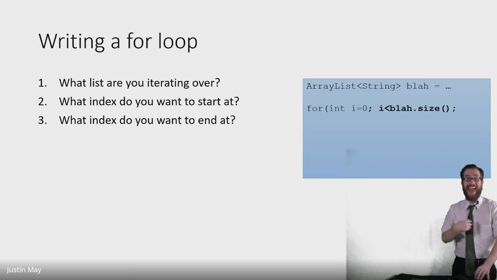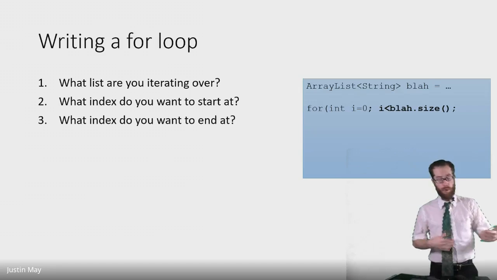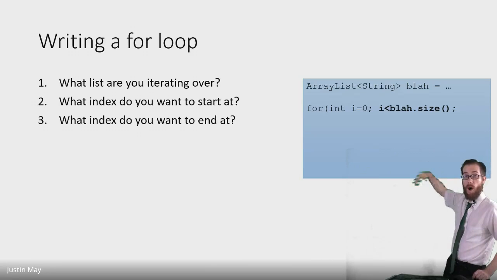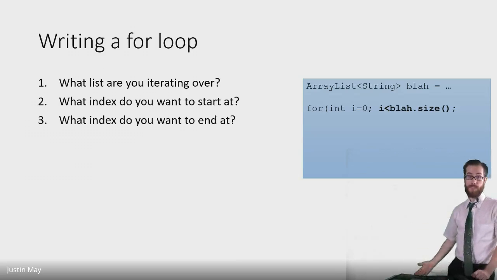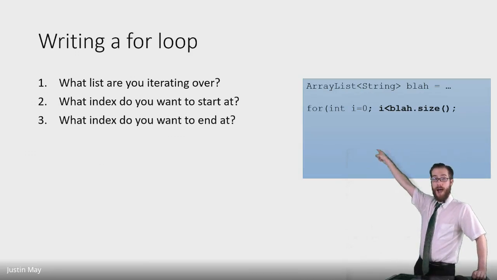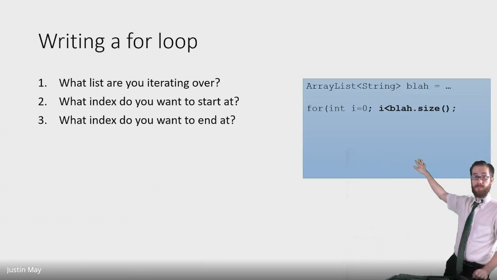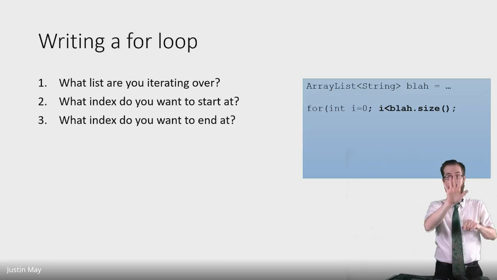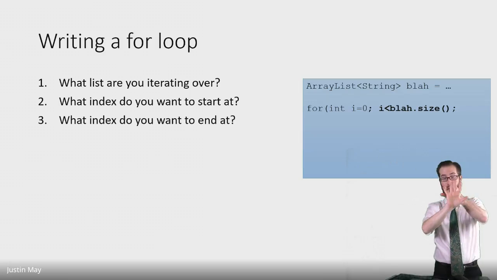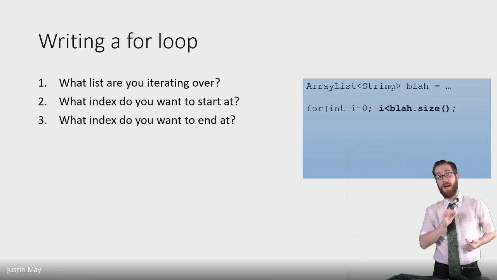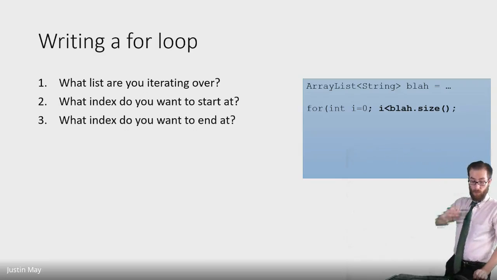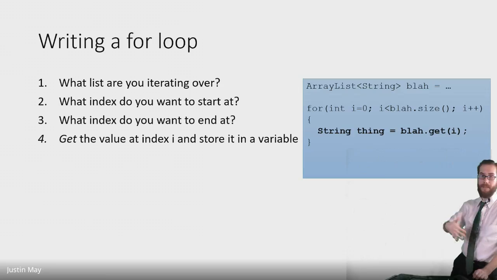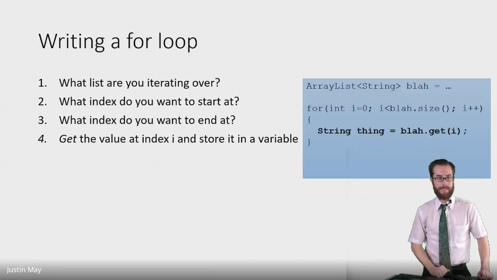What index do I want to end at? If we're iterating over a list, most often you want to go all the way to the end. So we make a condition. This condition will be true while we're iterating, and when it becomes false, we will stop. So we want to iterate while i is less than blah.size(). As long as it's less than the size, it's a legal index. If my size is 5, my legal indexes are 0, 1, 2, 3, 4. All of those numbers are less than 5, which is the size. Semicolon. And then we add the incrementing, i++. That makes us go up by 1 every time if we want to access everything.